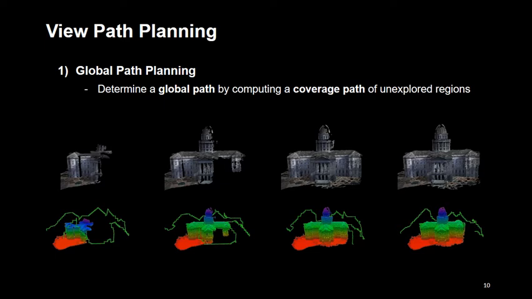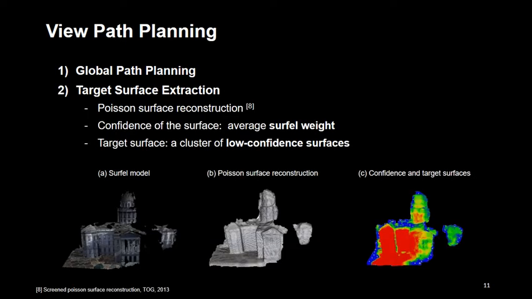A global path is determined as the first path segment of the coverage path. Next, our method determines target surfaces that need to be scanned for high-quality surface modeling. Starting from a surface model, we first predict a tentative surface model by using Poisson surface reconstruction. We define the confidence of a surface as an averaged surface weight. Then, we determine the target surface by clustering the low confidence surfaces.